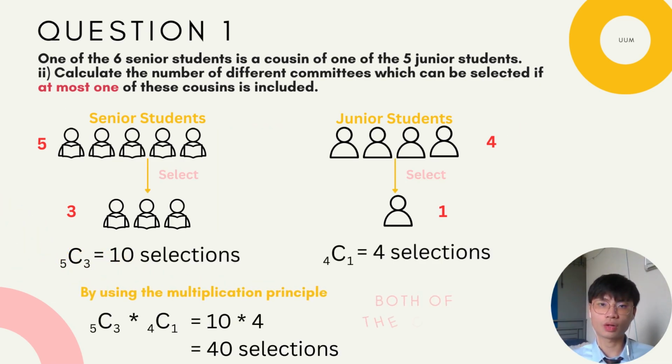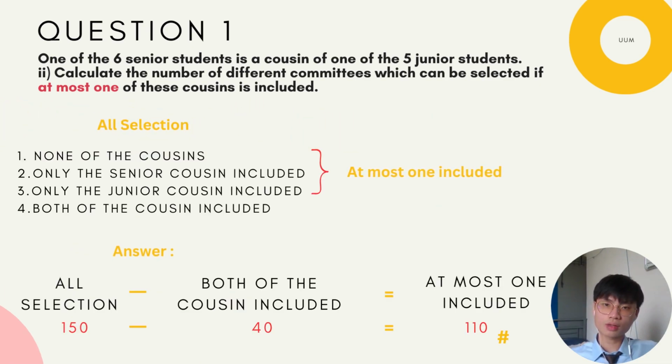We can calculate both of the cousins included, which is 5 combination 3 equal to 10 selections for senior students and 4 combination 1 equal to 4 selections for junior students. By using the multiplication principle, 10 multiply 4, then we will get 40 selections for both of the cousins included. In the end, we use all selections, which is 150, minus both of the cousins included, which is 40. Then we will know the number of committees with at most one of the cousins included is 110.